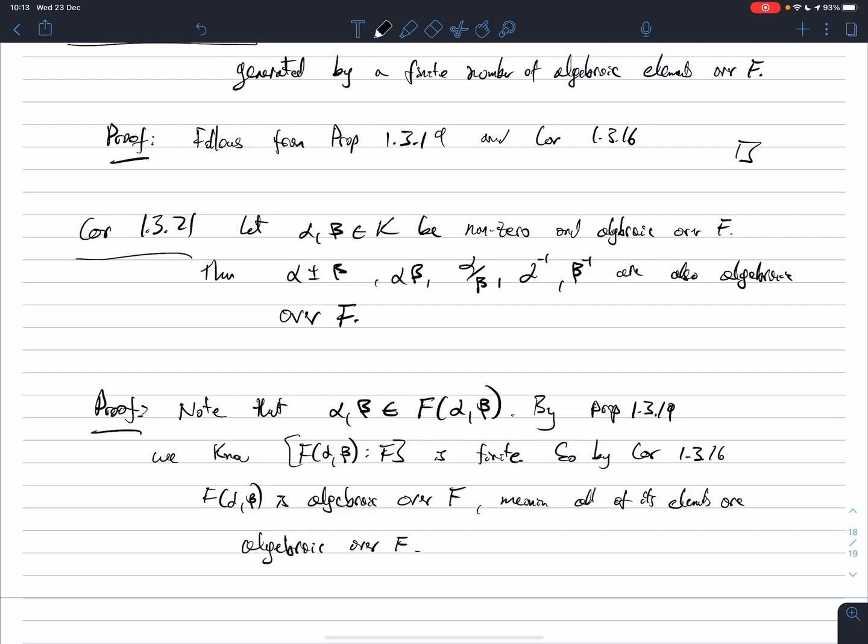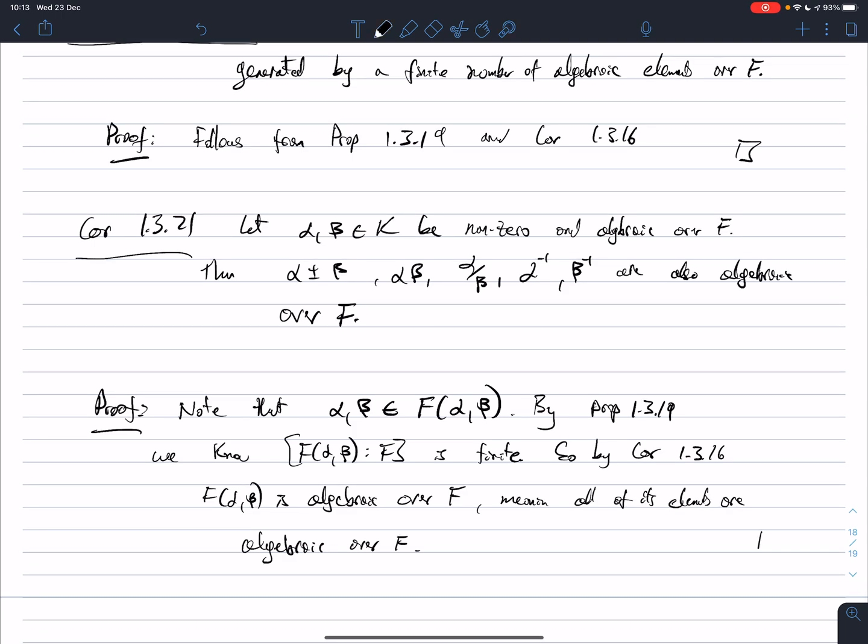over F. And now just think of all of these elements that I've written down here, they're all elements that live in this field, right? Because if I have a field, I'm allowed to add, subtract elements, I'm allowed to multiply, divide, take the inverse. All of these things are elements inside the field which contains alpha and beta. So they're all elements of this thing, and because it's algebraic, all of these elements have to satisfy a polynomial. And great, I'll leave it here for this section.